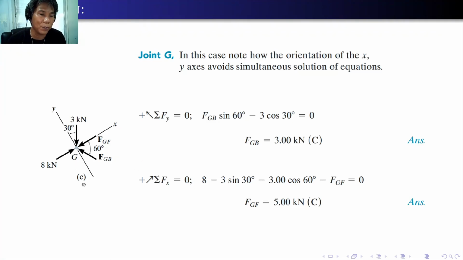So if we sum up forces along the y-axis, we are only dealing with FGB. That's FGB times sine 60 degrees, or that's cosine 30 degrees, minus 3 times cosine 30 degrees, which is equal to 0. So FGB in this case is 3.0 kilonewton, which is in compression. Also, if you sum up forces along the x-axis and equate to 0, we have 8 minus 3 times the opposite, so the sine 30 degrees, minus 3 times cosine 60 degrees, minus FGF. The only unknown force is FGF, then equate to 0. So FGF is 5.0 kilonewton, which is in compression.